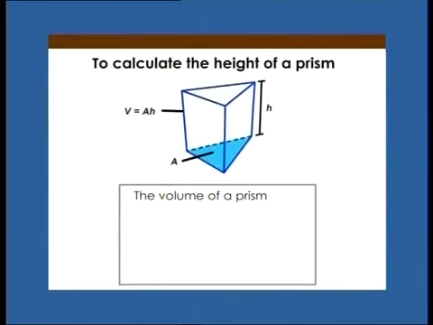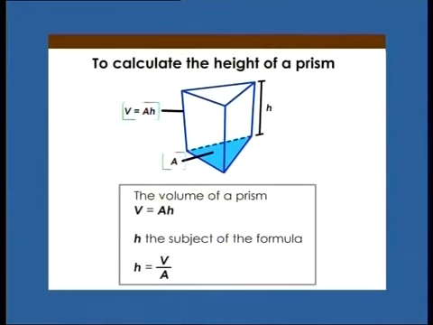The volume of a prism, V equals Ah. By making h the subject of the formula, we get h equals V over A. Thus, the height of a prism can be calculated if V and A are given.